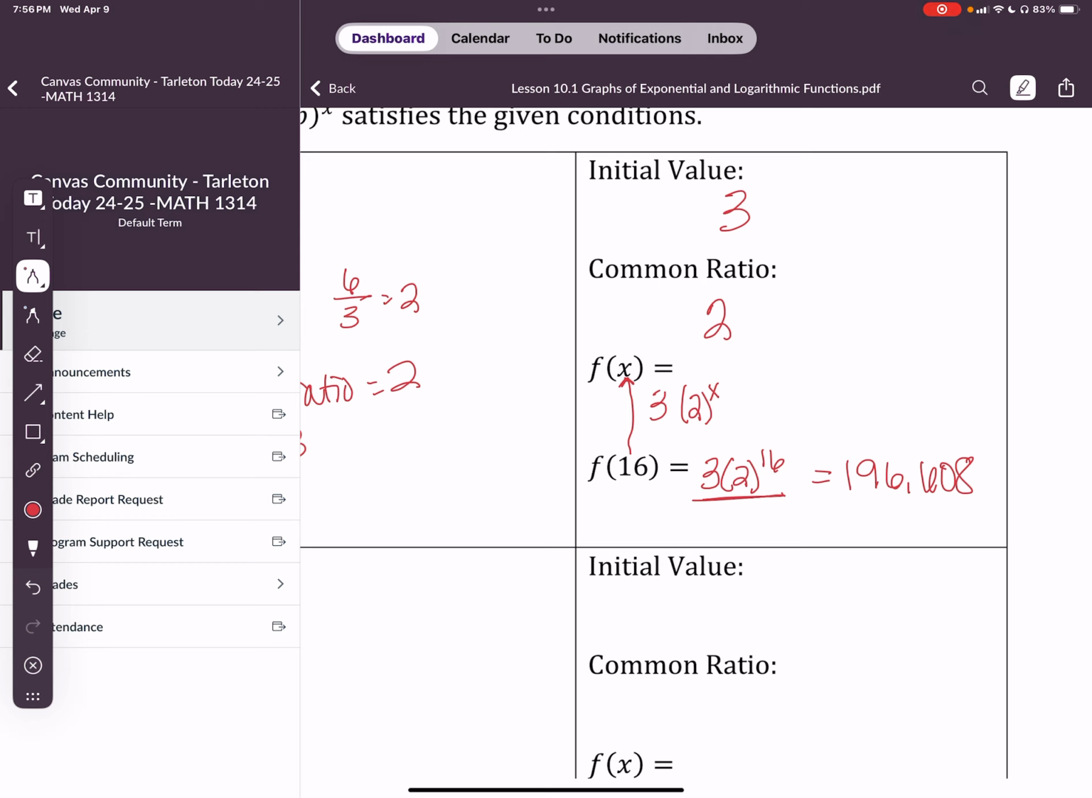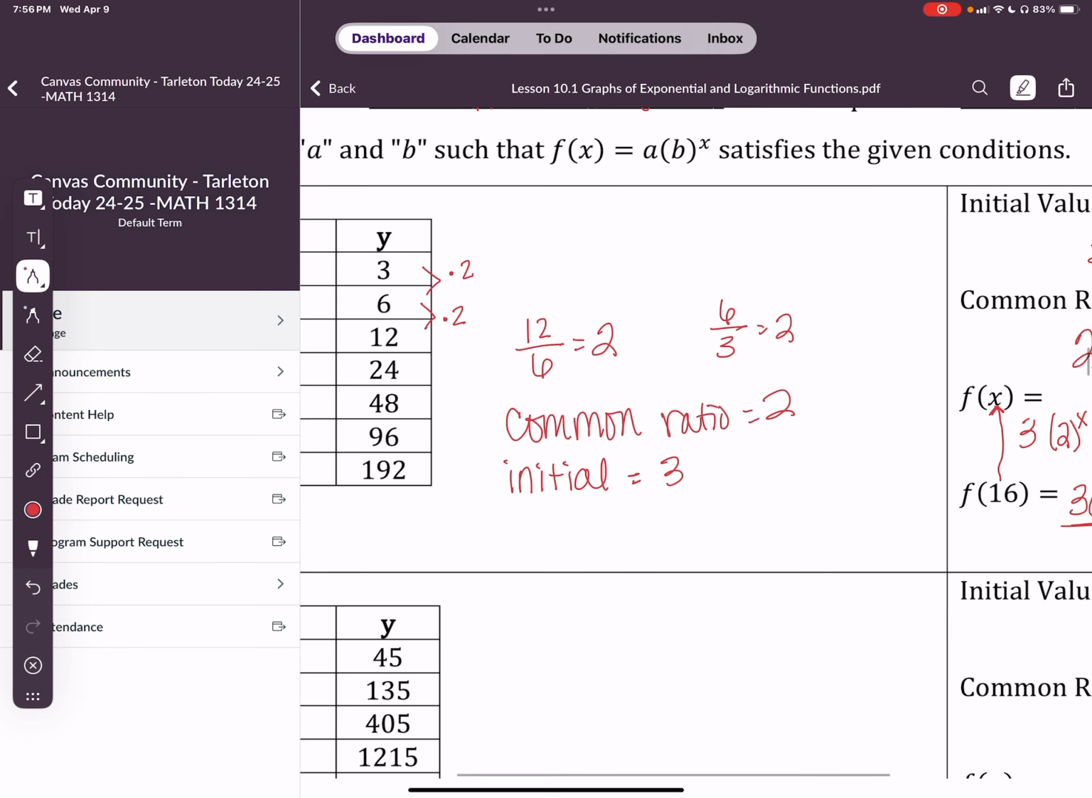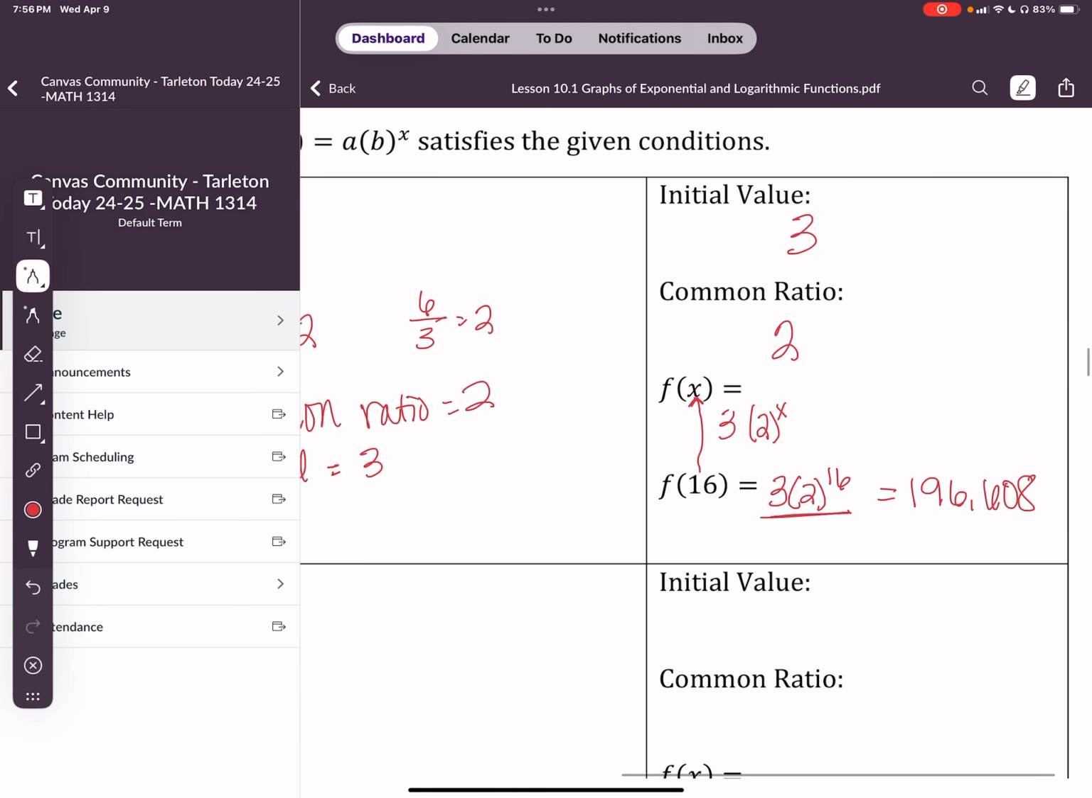So again, as a reminder, what we just went over, the initial value, which is the y value of your y-intercept, it goes first. And then the common ratio, which is whenever we just found the difference here, the common ratio between your y values, that's what goes second, and that is what is raised to the x power. Okay?